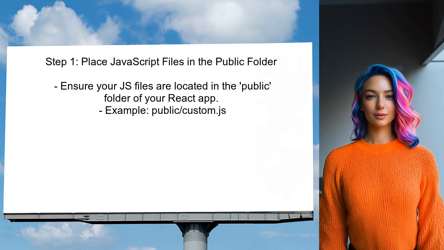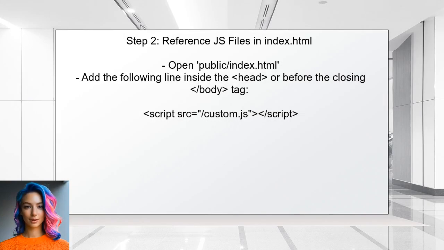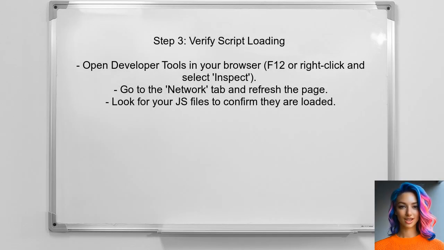To include custom JavaScript files in a React application, the user should first ensure that the JavaScript files are placed in the public folder of their project. This is important because files in the public folder can be accessed directly by the browser. Next, the user needs to reference these JavaScript files in their React components. This can be done by adding a script tag in the public index.html file, which is the main HTML file for the React application. After referencing the JavaScript files, the user should ensure that the scripts are loaded correctly. They can do this by checking the browser's developer tools to see if the files are being loaded without any errors.